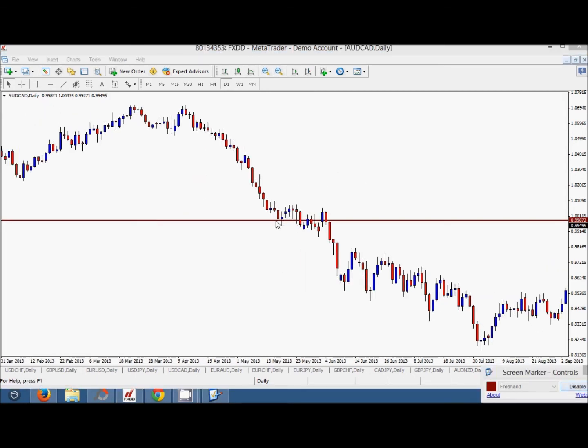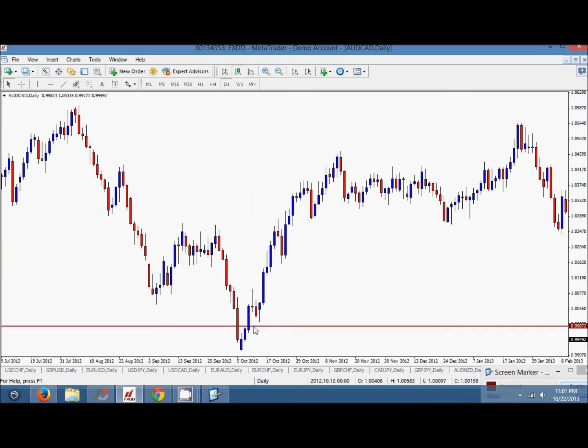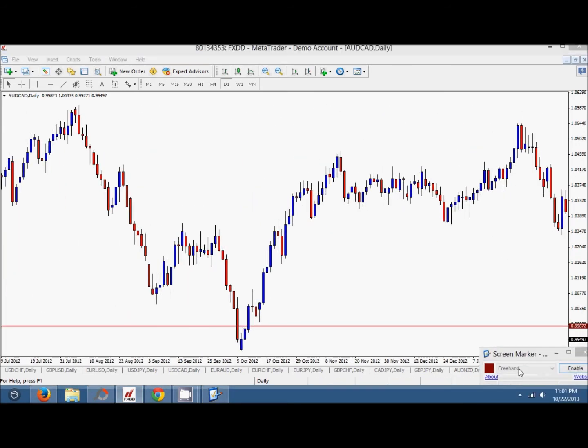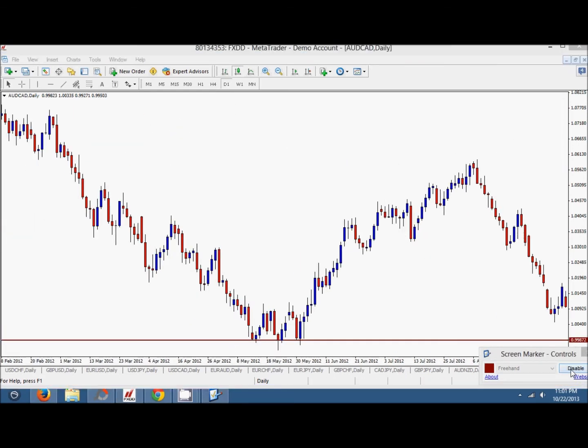So to begin with, we have multiple touches all throughout here with wicks showing their strength on it. Then if we go back a little bit more, we'll see price right here dipped down through it a little bit, but then came right back up and stayed above it. Go back a little bit further, we'll see three very good touches. Touches here, touches here, touches here, all respecting this support zone right here.